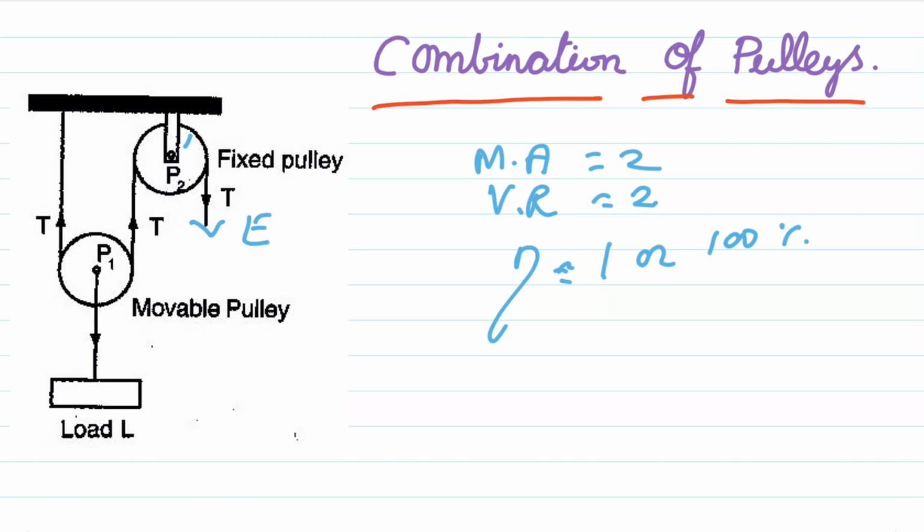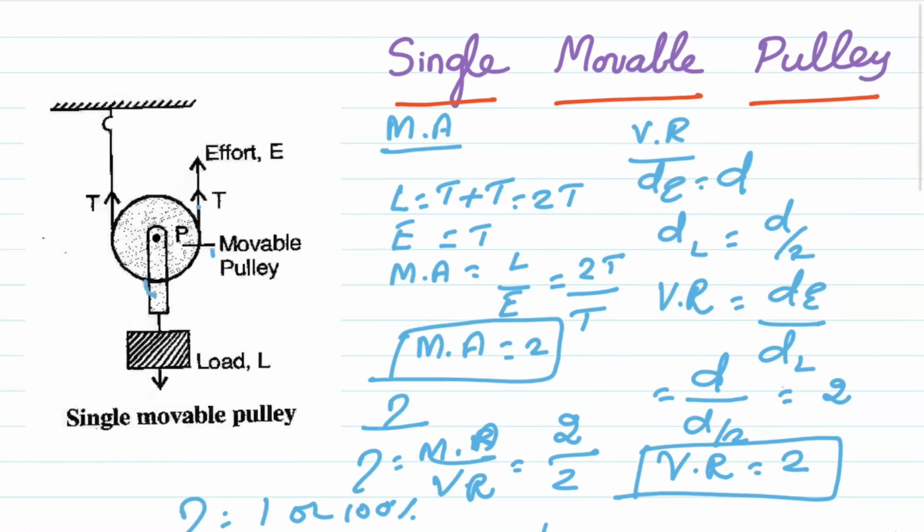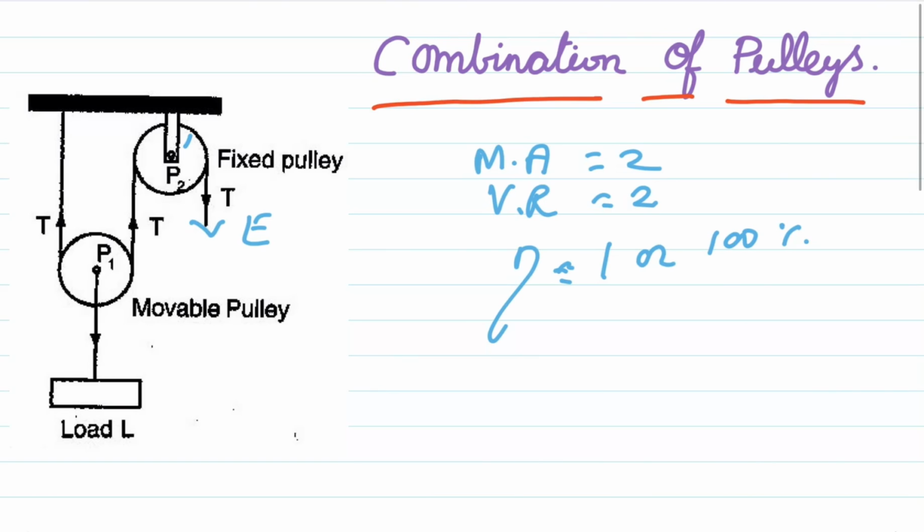Next class we will discuss the combination of pulleys with more pulleys in the system. So, in today's class we have discussed the single fixed pulley, the single movable pulley, and the two pulleys in combination. In all the cases, we have to derive the mechanical advantage, velocity ratio, and efficiency. Next class we discuss more pulleys in the combination of pulleys.